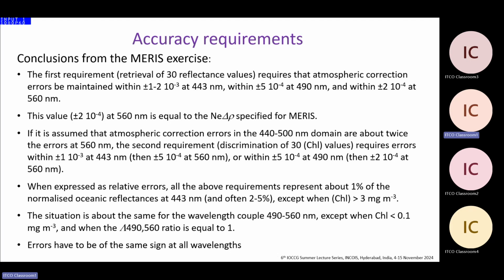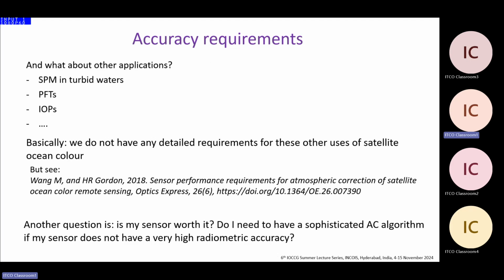Yeah, and the last point, errors have to be of the same sign at all wavelengths, otherwise you are a bit in trouble. But all of this was just for one case. I work in the open ocean. I use a blue to green band ratio to derive chlorophyll, which is basically what the OC algorithms, the MODIS, and so on do.